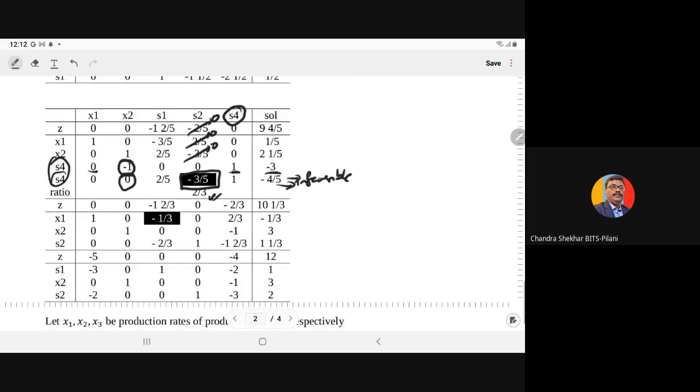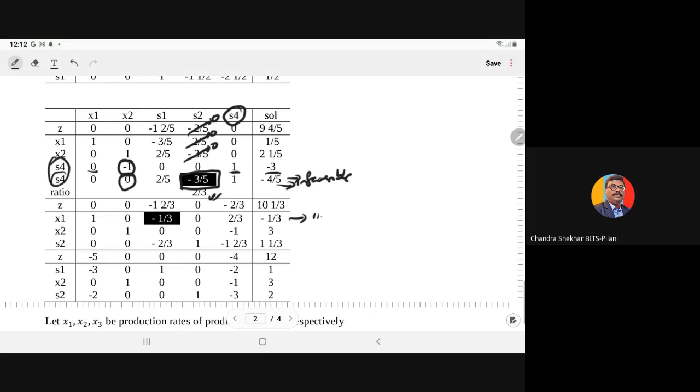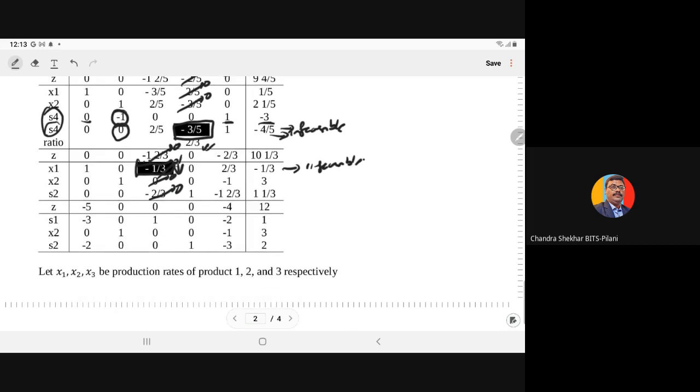So here we have this table. In this table again we have infeasibility, so now we take the ratio. Here this is your pivot element, and this is your entering variable. So again we make it a 1 and the rest 0. So we have this table.